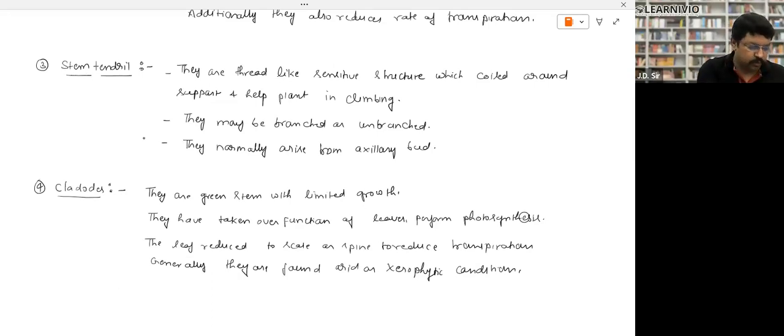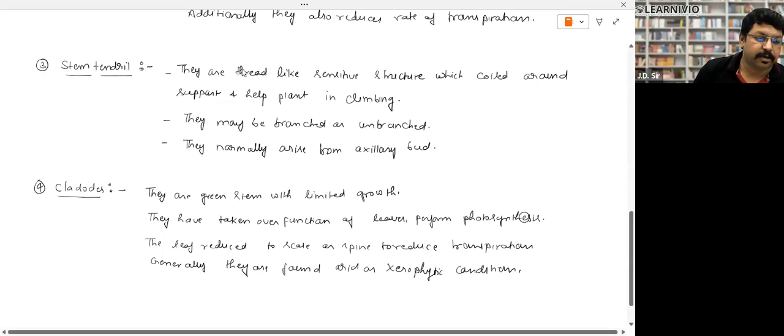Even this cladode is not in your syllabus, but I have just told you. And bulbil, they are reproductive units, so I will not mention it over here. Note it down.